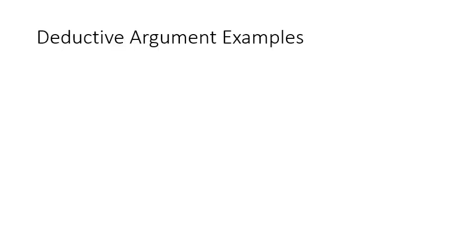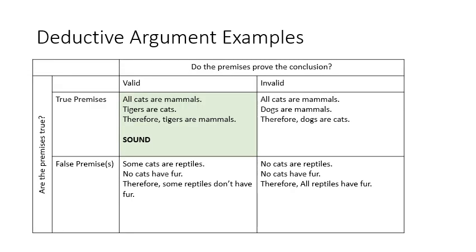Okay, so to end our discussion of deduction, we're just going to talk about how these arguments can play out with our two questions. So remember, the two questions for deductive arguments are: are the premises true? And do the premises prove the conclusion? Is the argument valid or not? So with these two questions, you get four possible answers.